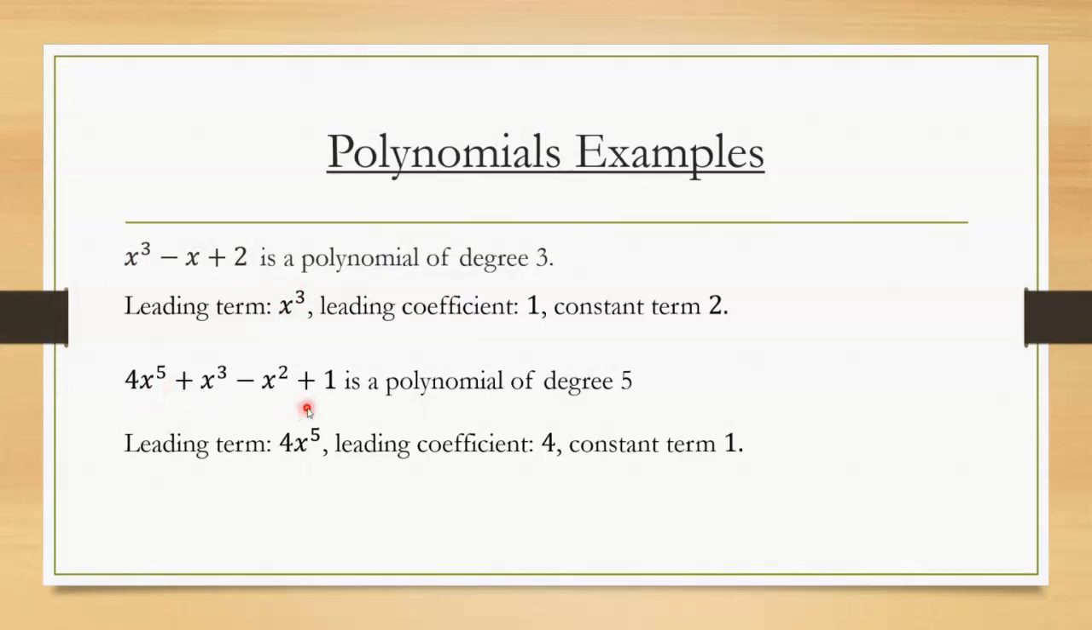Over here is the same idea, right? We have a polynomial of degree 5, right? Because the highest power of x is 5. So this is the leading term. The leading coefficient is 4, right? So again, the leading term is just the monomial with the highest power of x. And the constant term, of course, is 1. Notice that these are in standard form, right? Because again, as you go from left to right, the exponents of x are decreasing.